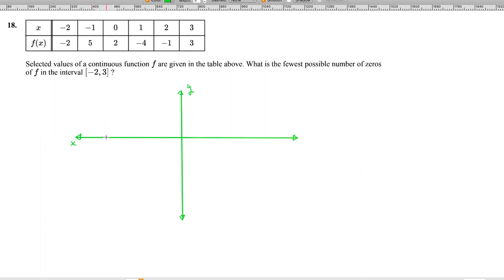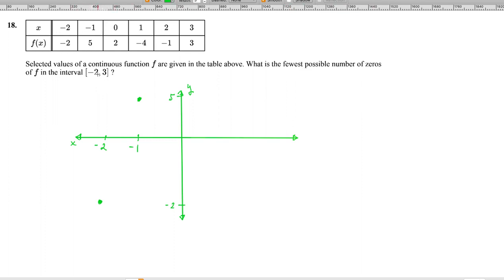So -2 brings out -2. So let's say that this is a point right here. Then I have -1 as being 5. Now, it gives you that f is a continuous function. So let's say this is 5 up here. I don't know, 5 right here. Doesn't matter. Not to scale. Okay. Here's 5.